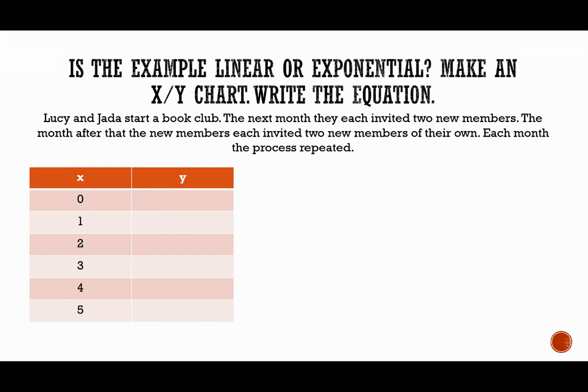So we've got these two young ladies, Lucy and Jada, who started a book club, and the next month they each invited 2 new members. The month after, the new members invite 2 new members of their own. Each month the process is repeated. So I want to know, is it linear or exponential? And then I want to complete my XY chart and write the equation.